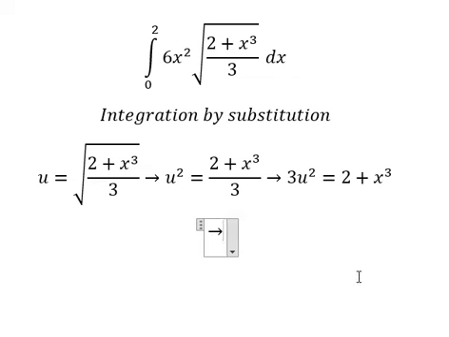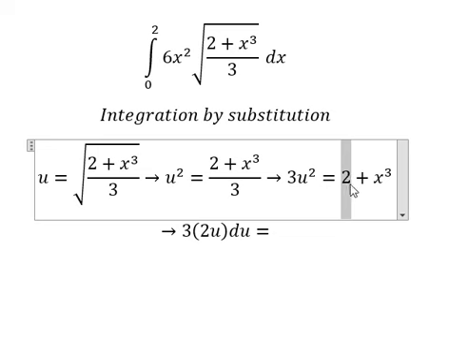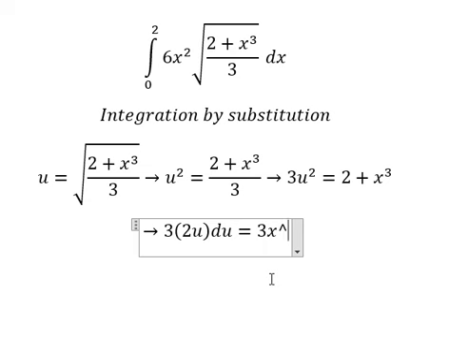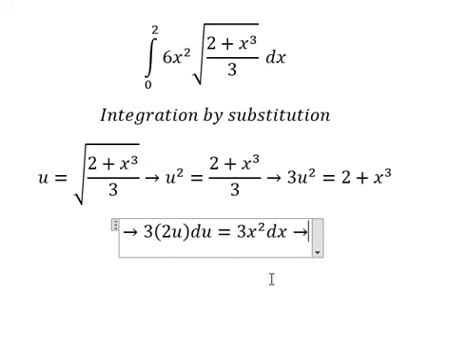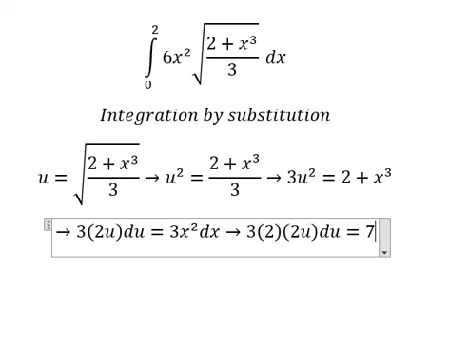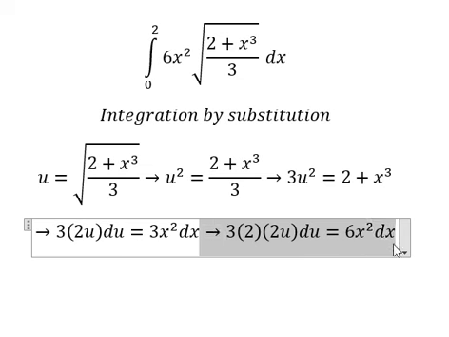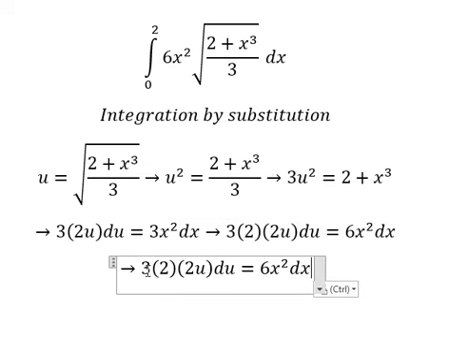This one we have 2u. This one is the constant, so you get number 0. This one we have 3x squared. This one is number 6. This one is number 3. So we need to multiply both sides by number 2. So number 3, number 2, and number 2, we have 12.